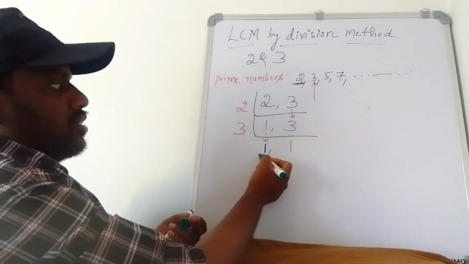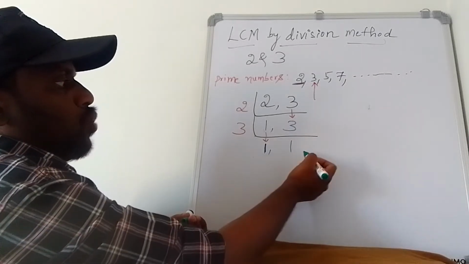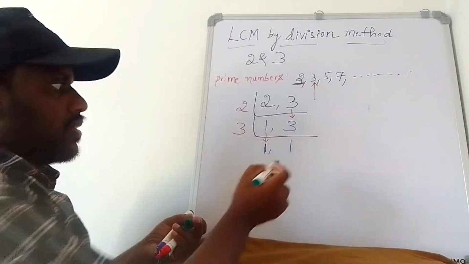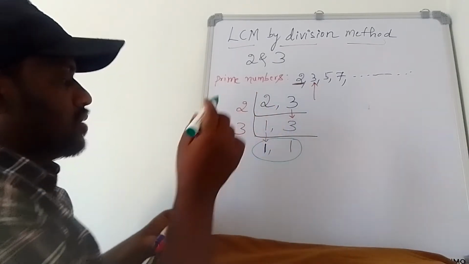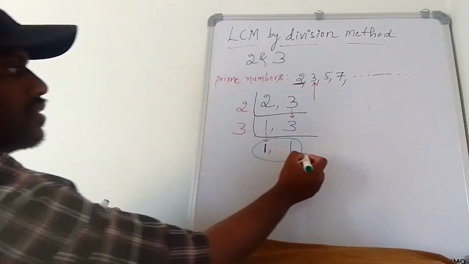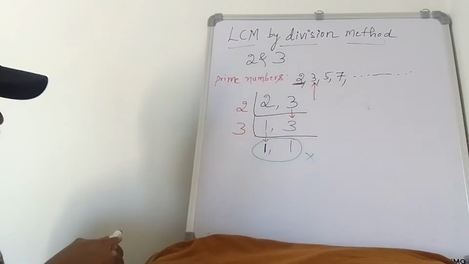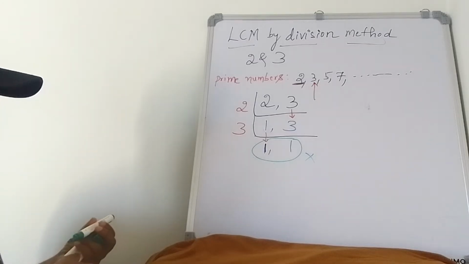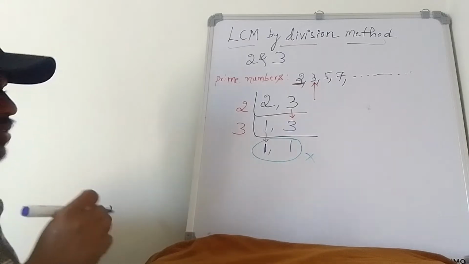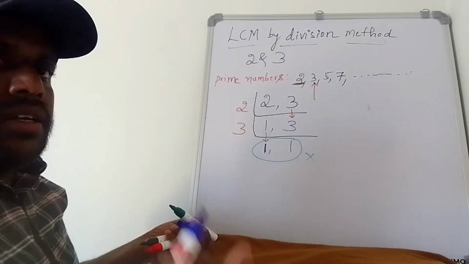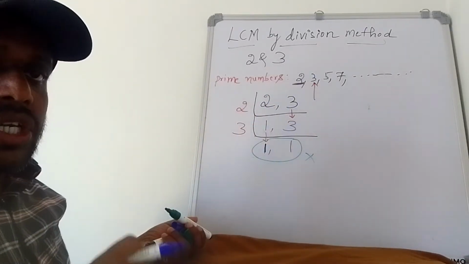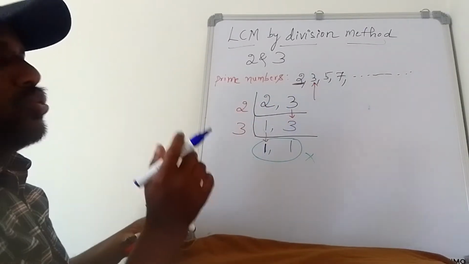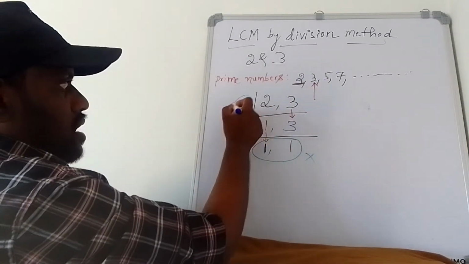Now see, you should not consider this one to find the LCM. I will circle this. Don't take this to find the LCM. So then which numbers do you have to take? The prime numbers you have taken to divide these numbers. You take all the prime numbers. Which are those? We have taken 2 and 3.